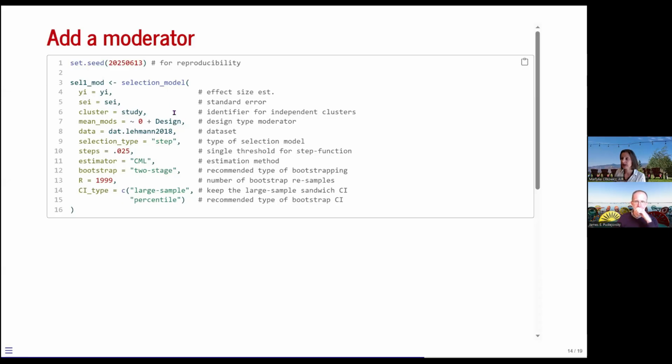Now let's try adding the study design type moderator to our example. You can do this by using the mean mods option. Here we have set this to 0 plus design, which is the variable name for the moderator. When we specify 0, that allows us to obtain the intercepts for each study design.